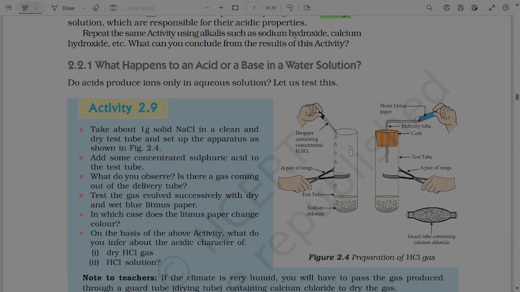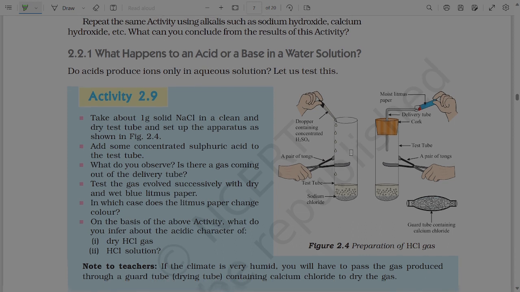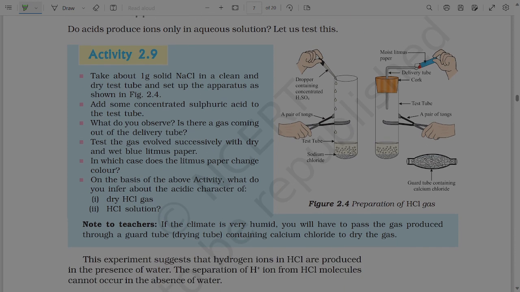Do acids produce ions only in aqueous solution? Let us test this. Take about 1 gram of sodium chloride, which is common salt, in a clean and dry test tube and set up the apparatus as shown in figure 2.4. Add some concentrated sulfuric acid in the test tube. What do you observe? Is there a gas coming out of the delivery tube? Test the gas successively with dry and wet blue litmus paper. In which case does the litmus paper change color?